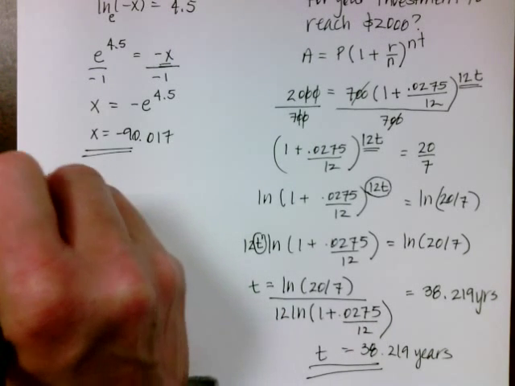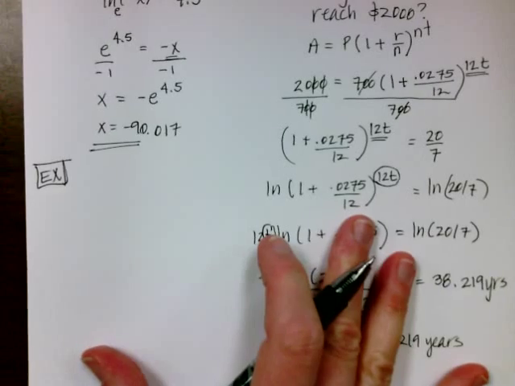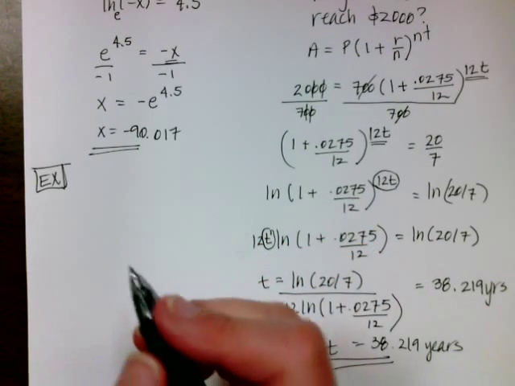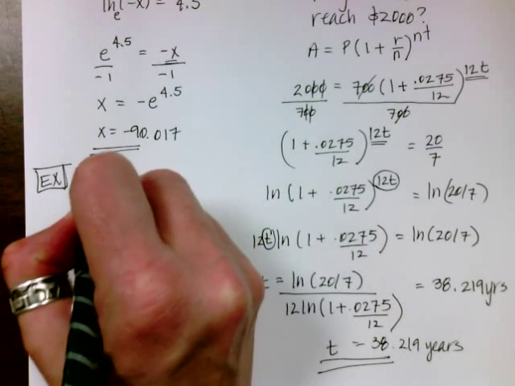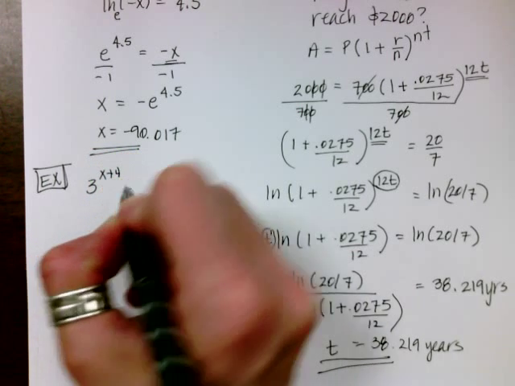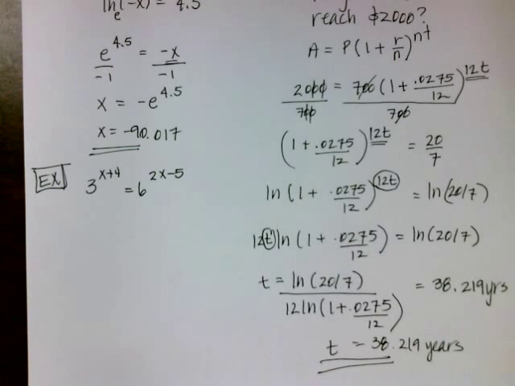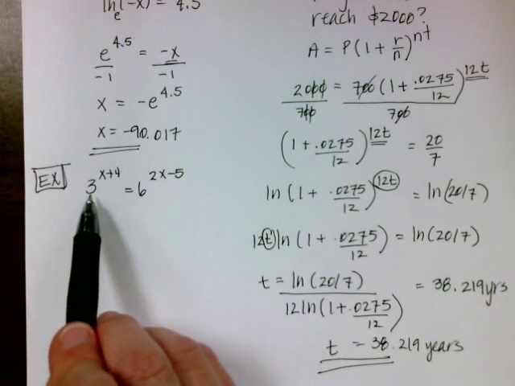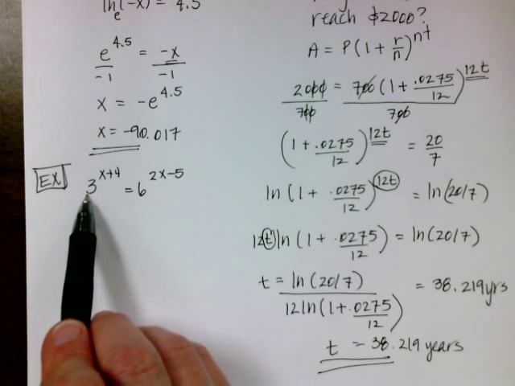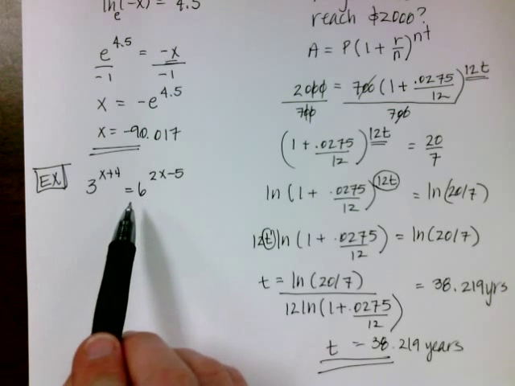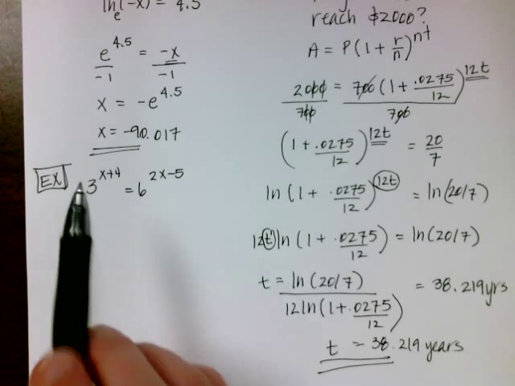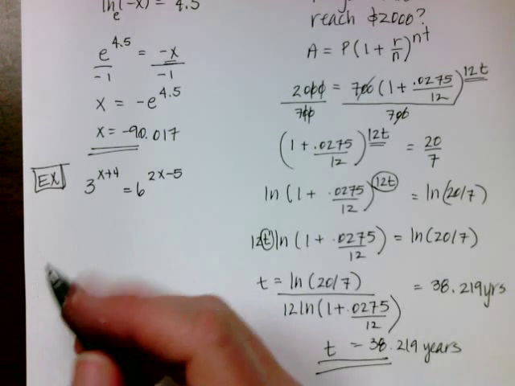I'll squeeze it in over here, and then we'll be ready to start your problems. Okay, this one's going to be 3 to the x plus 4 is equal to 6 to the 2x minus 5. So if I try to solve this, I notice first that 3 and 6 don't have anything in common. I can't raise 3 to a power to get 6, and I can't raise 6 to a power to get 3. So I'm going to take the natural log of both sides.